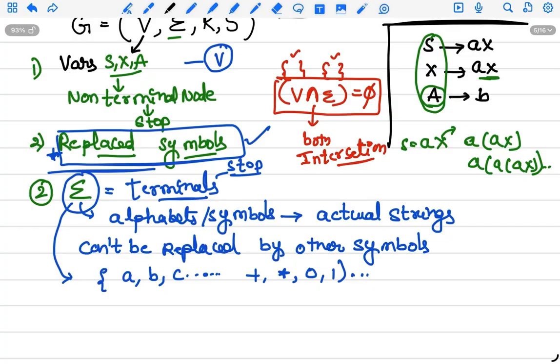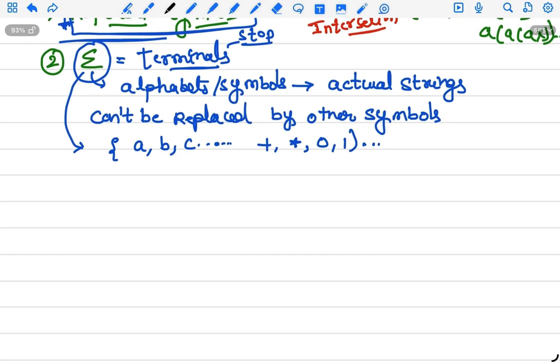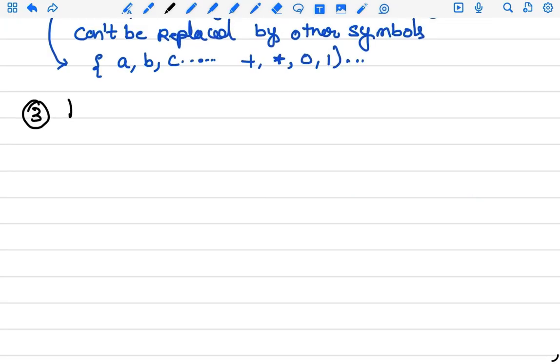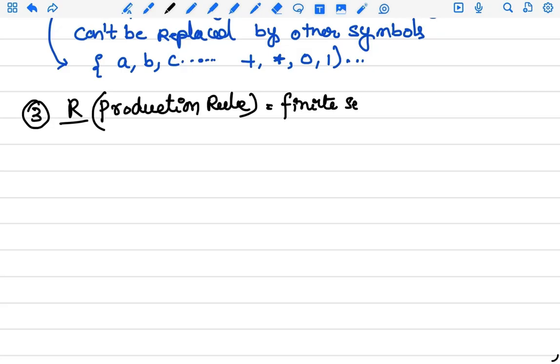In this example, small b and small a are terminal nodes, so they cannot be replaced, friends. But this X can be replaced, right? Here X is replaced with AX again. What is this R? This R is the production rule. It is also called a finite set of production rules. What is this production rule?